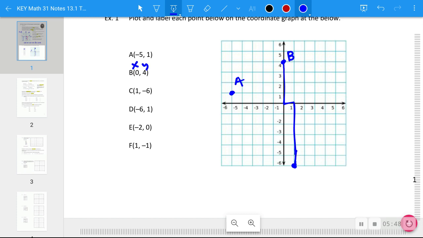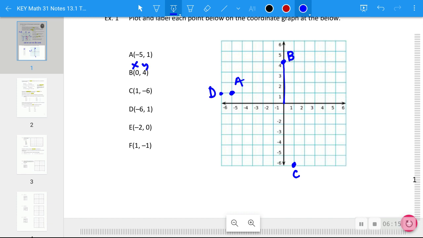Point C is 1 to the right and 6 down. So we're down there for point C. And I'm helping you with these lines. Normally you would just put the point itself. So let me back up here. There's point C. And I'll use highlighter on point D. 6 to the left and 1 up. So from the origin, you march 6 spaces to the left and 1 up.